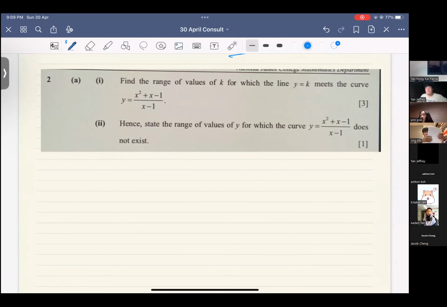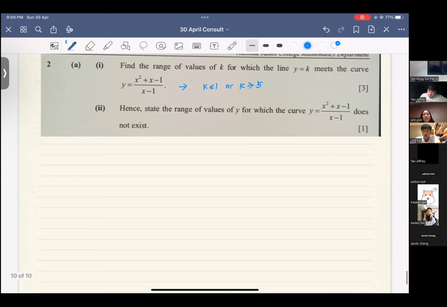Okay, so from here, I'm supposed to find the range of values for k. The first part is like this one. I think the answer you got is k less than or equal to 1 or k more than or equal to 5. I want to share with you what the graph actually looks like. So y equals x squared, just to give you some context. You will learn how to draw this graph in senior high. This is the graph that we are talking about.